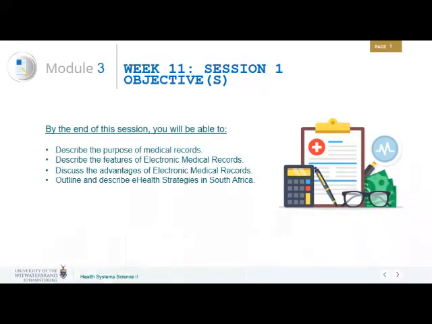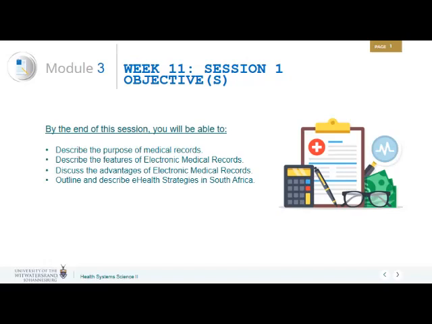Slide 1, our objective slide. You will see that the purpose of this session is to look at medical records, but more specifically at electronic medical records. We're going to see why we have medical records in the first place, and then we will focus specifically on electronic medical records.